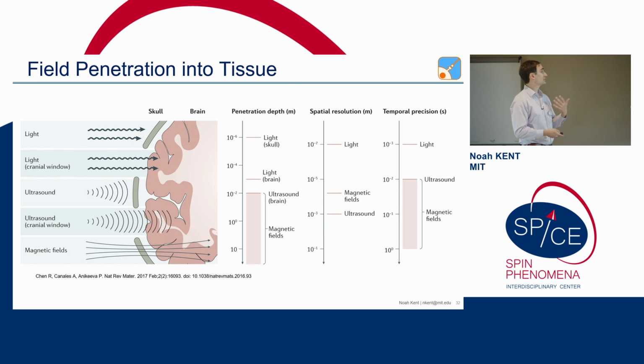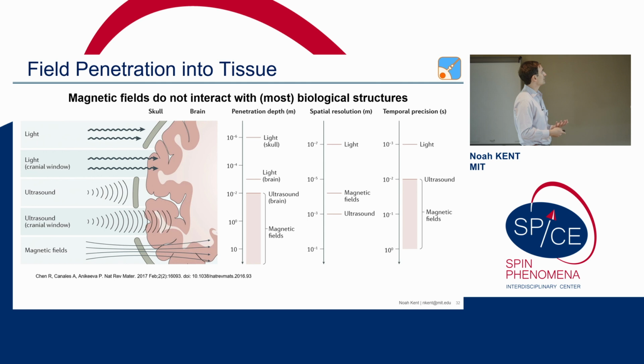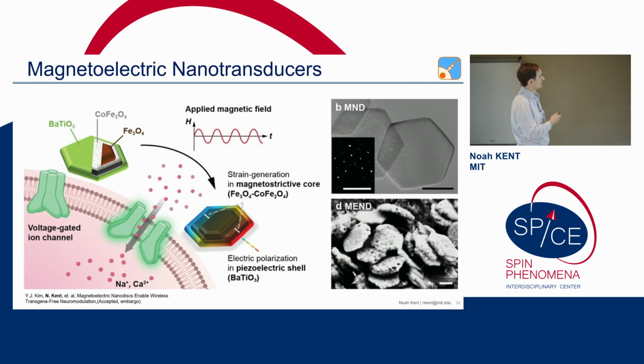Magnetic fields penetrate really well into biological tissue because magnetic fields don't interact with most biological structures. I just showed you a bunch of biological structures that magnetic fields interact with, but that's not normal. Most biological structures don't have anything magnetic in them. For the same reason that they penetrate really deeply, we don't do anything with the biology. So we need something that converts magnetic fields into a signal that protein membranes, specifically ion channels, can feel. And we do this through nanotransducers.